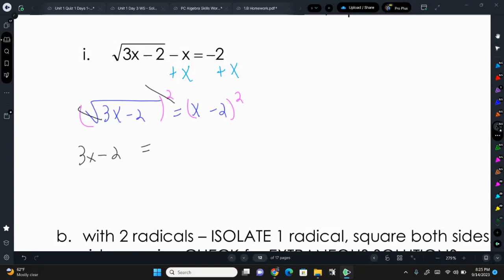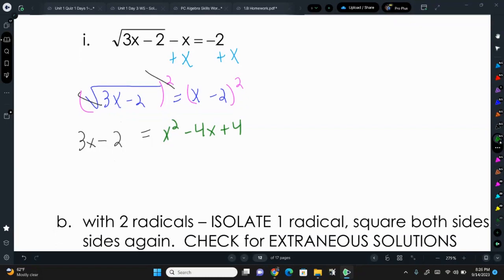And on the right, you would have to multiply out x minus 2 squared. So this is why we talked about those factoring shortcuts. Yes, you could multiply that out, but knowing that expansion shortcut will give us x squared minus 4x plus 4. Like I said, you could still multiply that out. You could do x minus 2 times x minus 2. It'll just take you a little bit more time. Okay, then we will solve this.